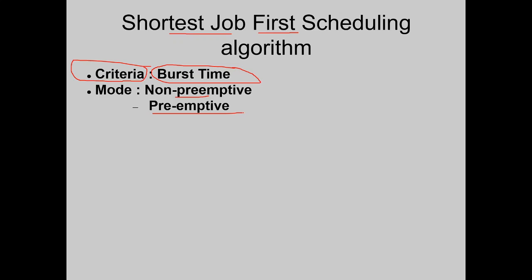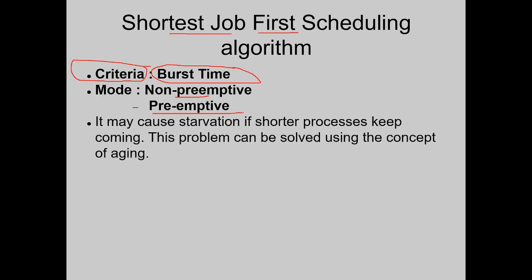But there is also a problem in the shortest job first scheduling algorithm. Suppose the shortest job processes keep on coming, the less execution time processes keep on coming. Then the processes which have higher execution time, higher burst time, keep on waiting in the ready queue. So they face starvation. It may cause starvation if the shorter processes keep coming.